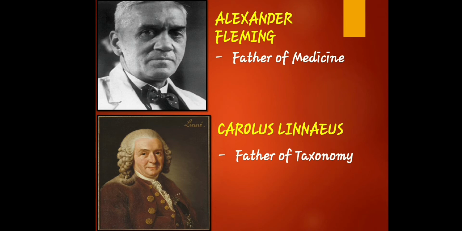So we have Alexander Fleming. Alexander Fleming focuses on medicine. That's why he is called the father of medicine. Aside from Alexander Fleming, we also have Carolus Linnaeus. Carolus Linnaeus is the father of taxonomy. When we say taxonomy, if you are a person focused on taxonomy, you will be studying the classification of different species. So Carolus Linnaeus's discoveries are particularly on the classification of different species. That's why he is called the father of taxonomy. So let's move forward to another slide.